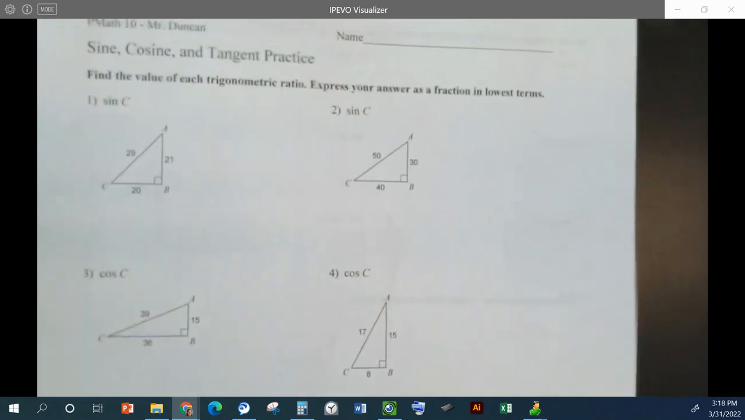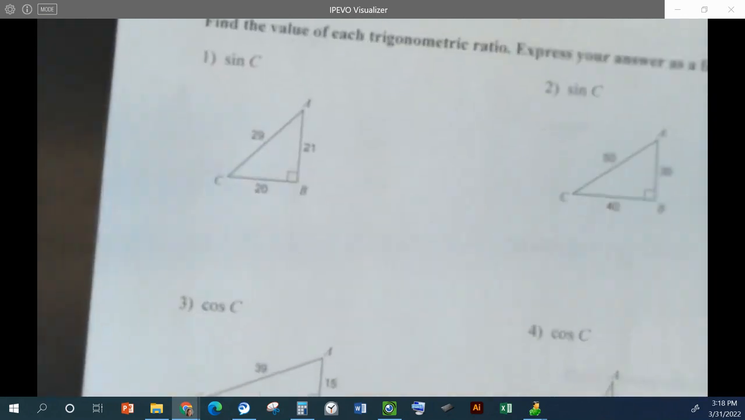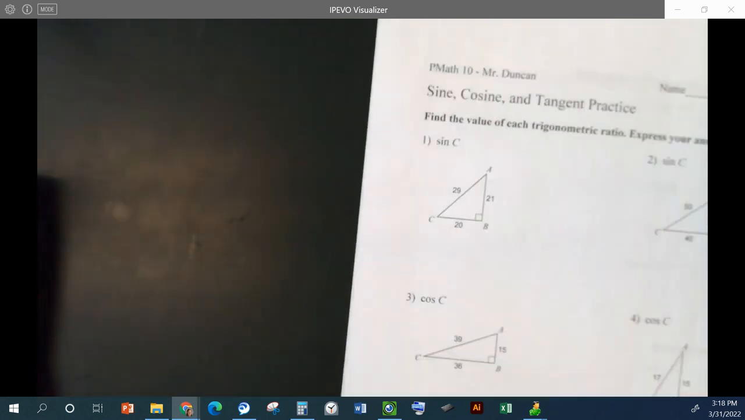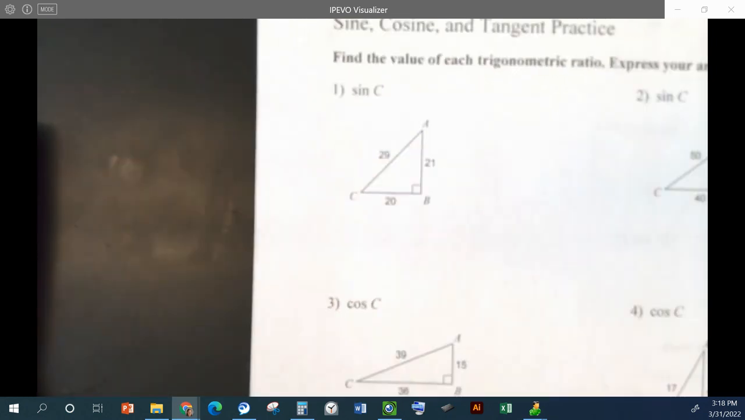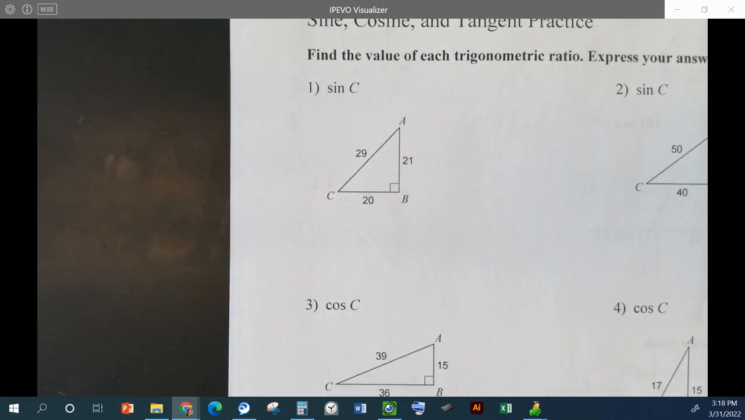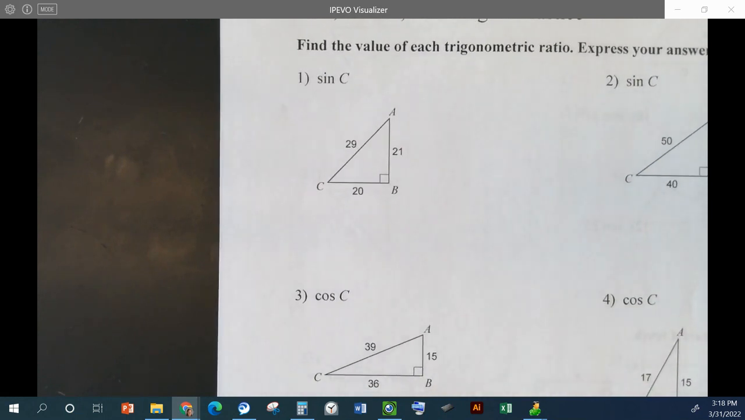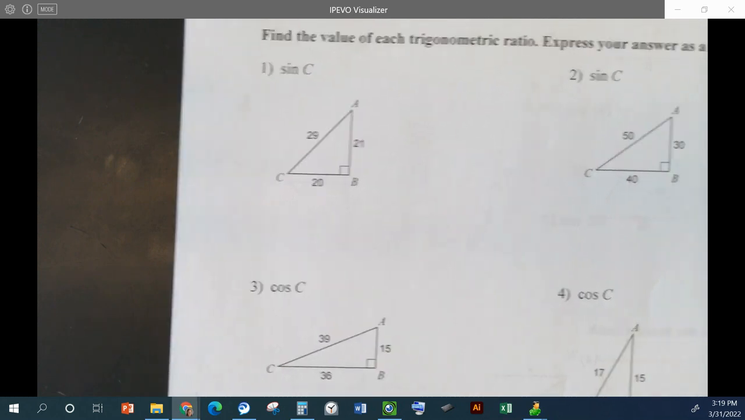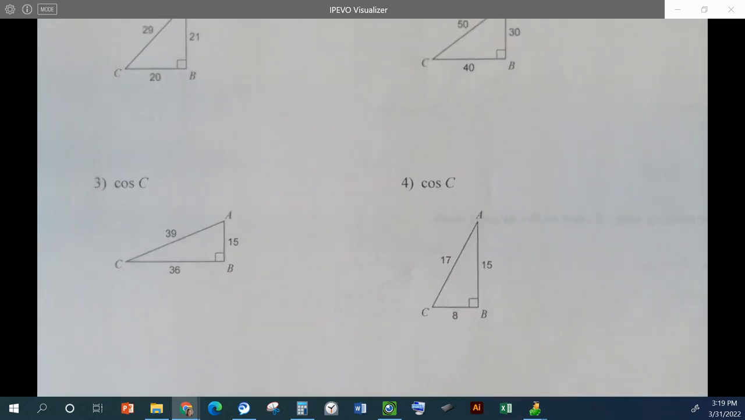All right, let's get a little bit closer. There we go. All right, so look at the front. We're going to do one of the front type. Do you want to do sine, cosine, or tangent? Or any numbers? Do you care? 4. Okay. So here's 4.